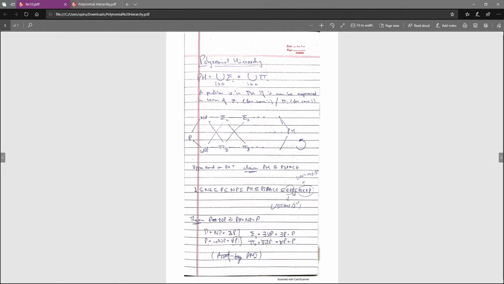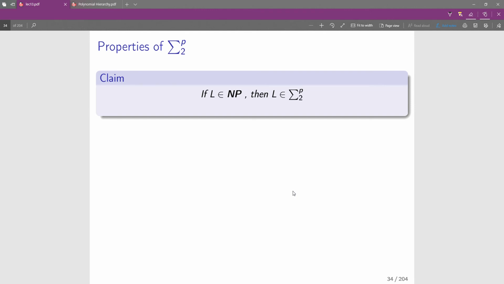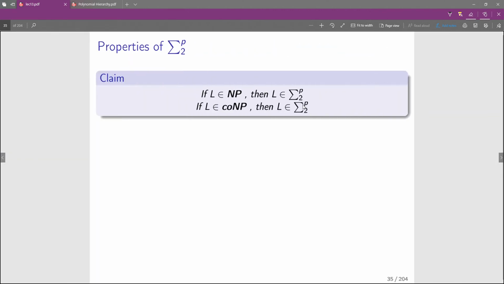Now we can move on to check the properties of NP as a subset of sigma 2 P. If L belongs to NP, then L belongs to sigma 2 P. How do you prove this? And if L belongs to co-NP, then L belongs to sigma 2 P. We stated this earlier, but here we'll think about intuitively how we can prove this.